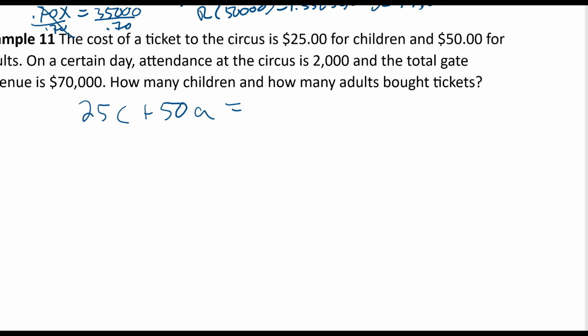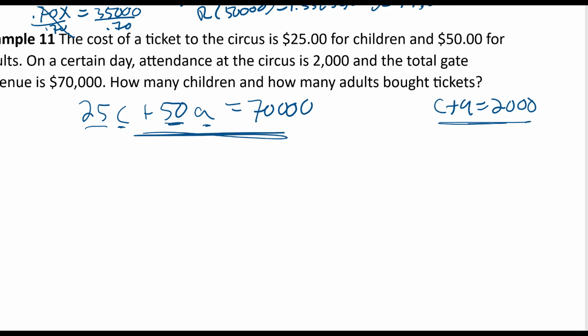So on a certain day, attendance at the circus is 2,000. So C plus A equals 2,000. And total gate revenue is 70,000. So $25 per child times C children, plus $50 per adult times A adults is 70,000. So one equation gives us the number of people, the other one gives us the amount of money. So this is people, money. But we have two unique equations and two unknowns.